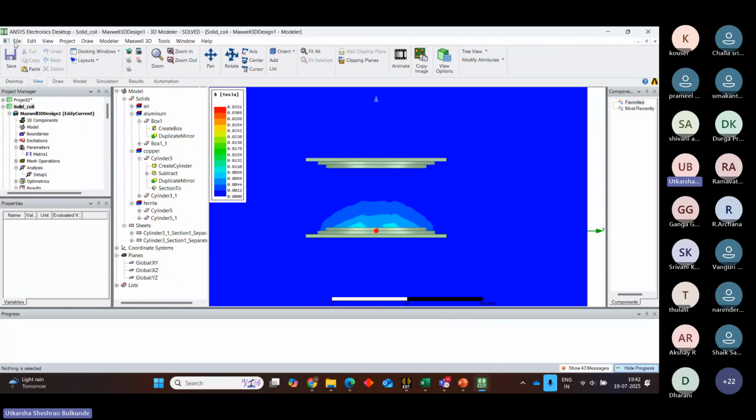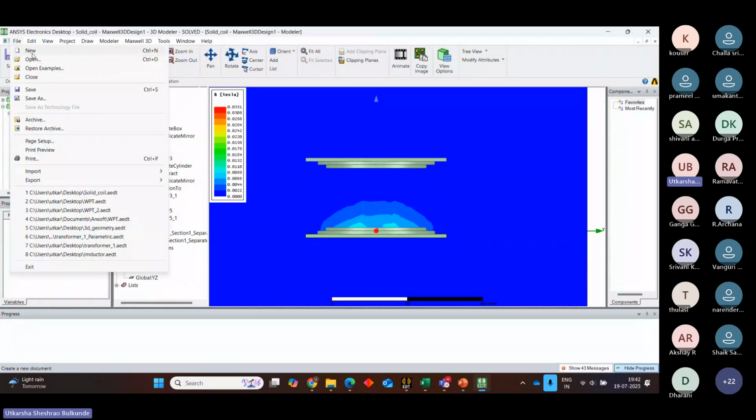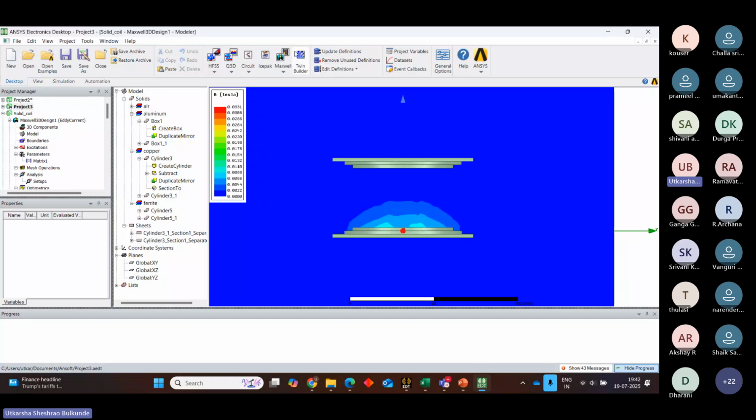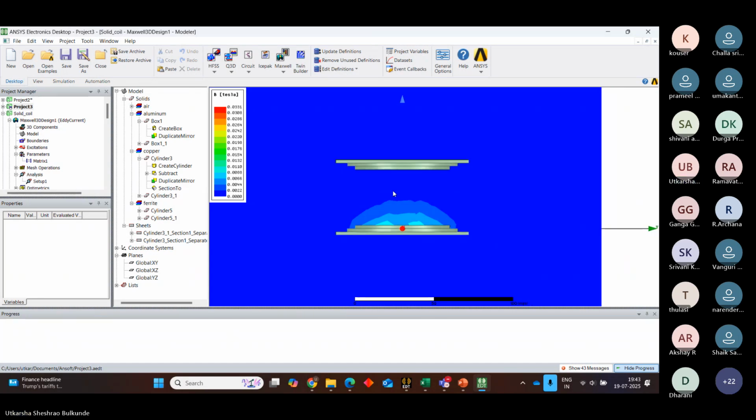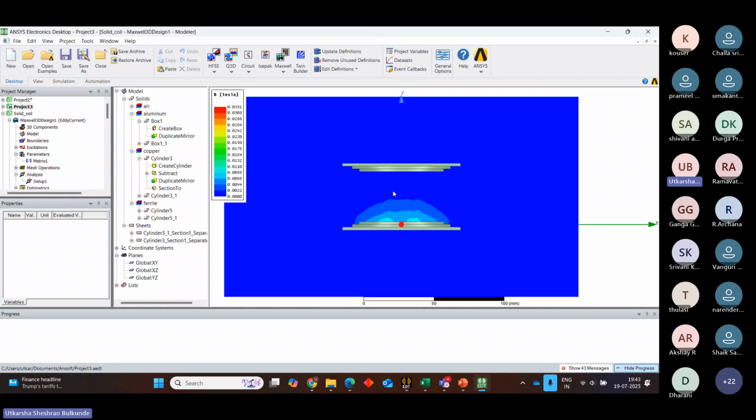Okay, let me open how we can use this Twin Builder option. With this coil only, in Twin Builder we will just attach the extra circuitry, the power electronics, and we will analyze with the help of this coil only. Understood? Fine.